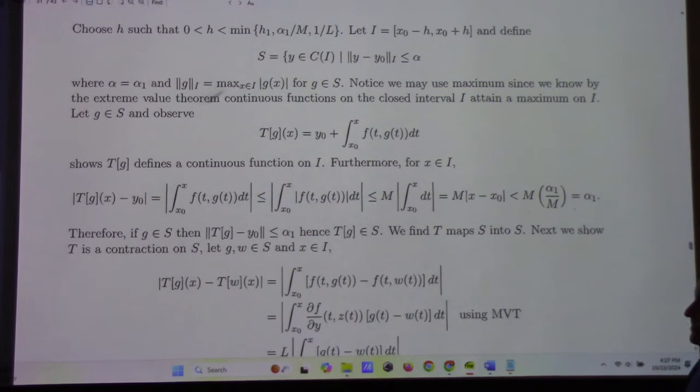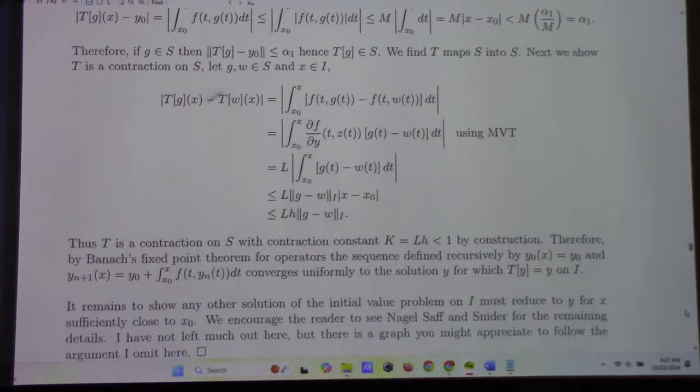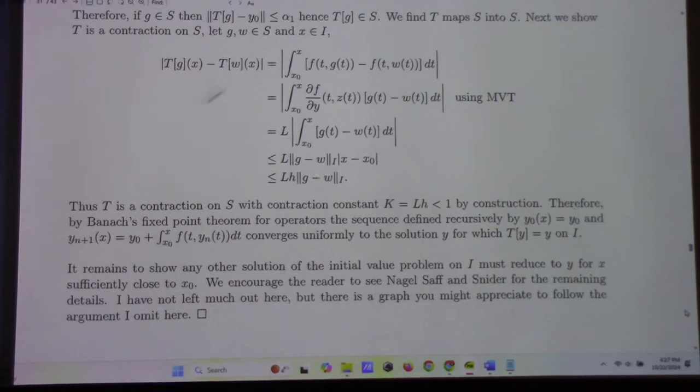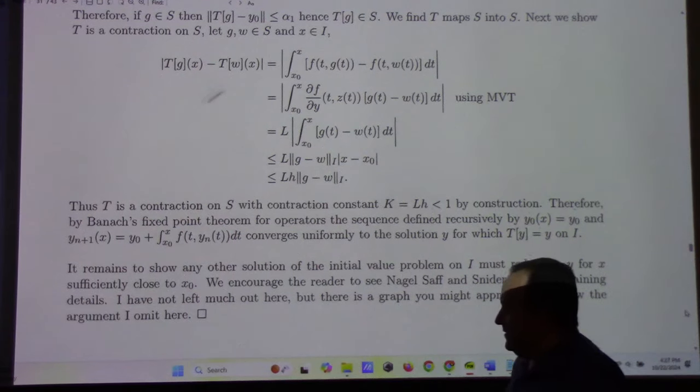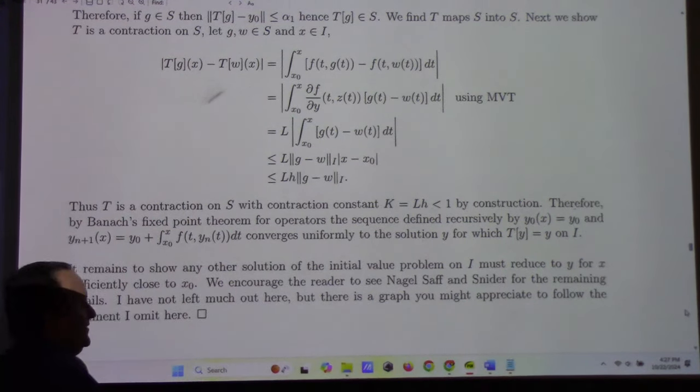But so that's where the 1 over L comes into play. Where did it go to? Top, very top. Oh, thank you. So if h is less than 1 over L, that means that HL is less than 1. So HL is equal to the contraction constant here. So, wonderful. We have a contraction mapping on a closed bounded set.